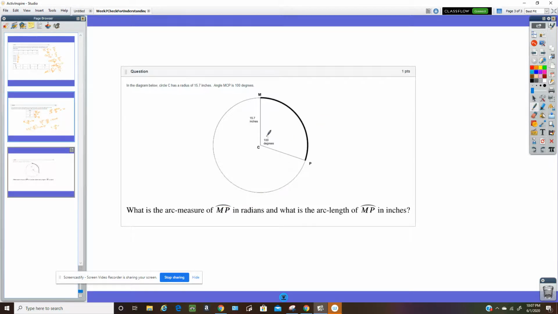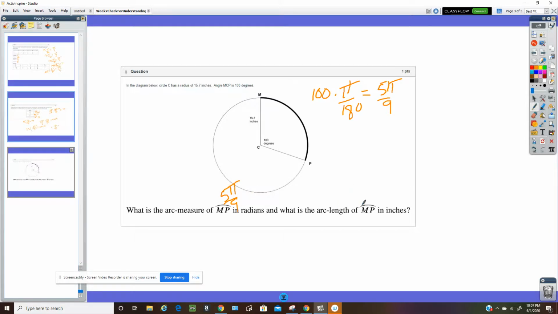So this is the same as the central angle. So 100 times pi over 180. And both of these are divisible by 20. So you get 5 pi over 9. So 5 pi over 9.